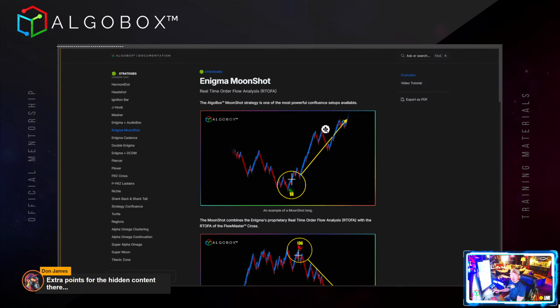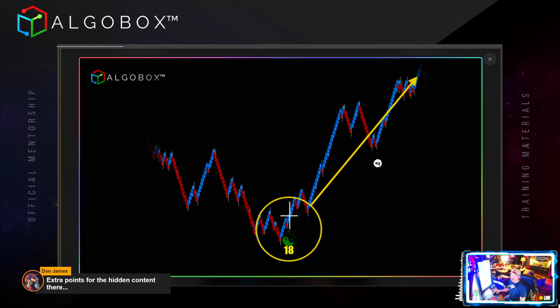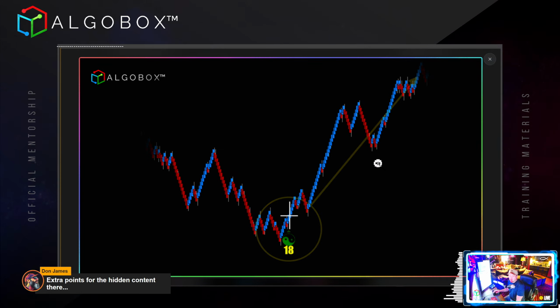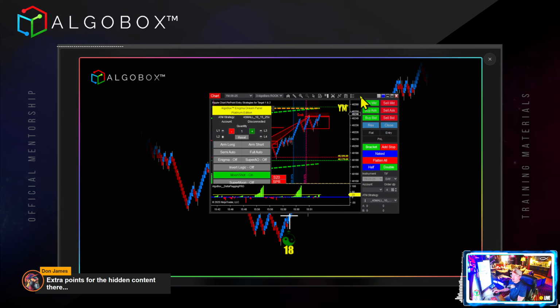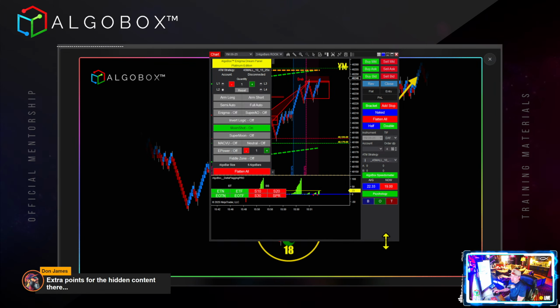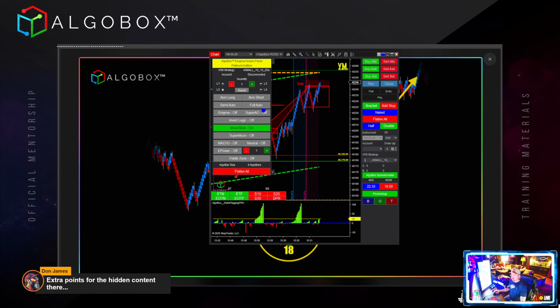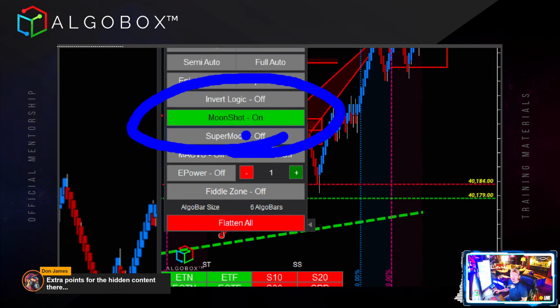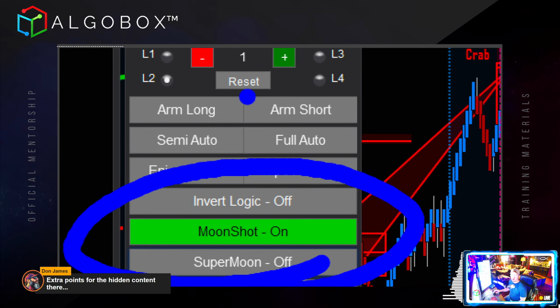The Enigma MoonShot, love this one. It's so good. I had to add this as a primary filter in the DreamPanel pack. So on the DreamPanel, we actually have this on full auto or semi-auto for you to take on the next play or to continuously take there with full auto. There is the MoonShot turned on right there. Remember, on these, if you are going to set the MoonShot, it is a filter.